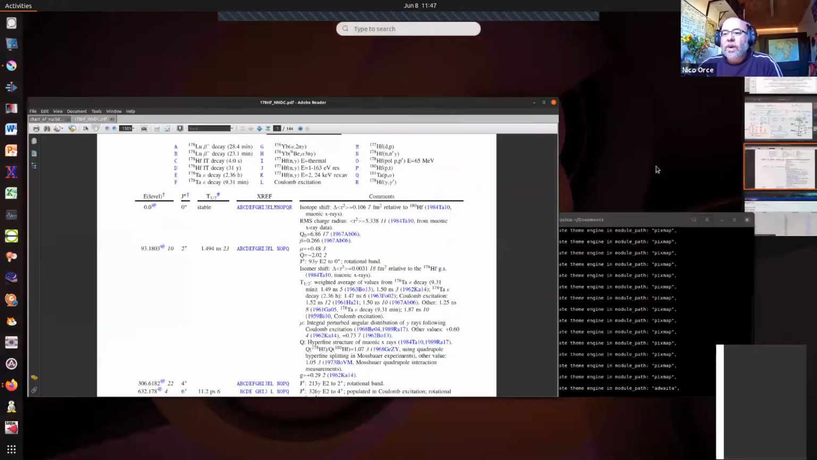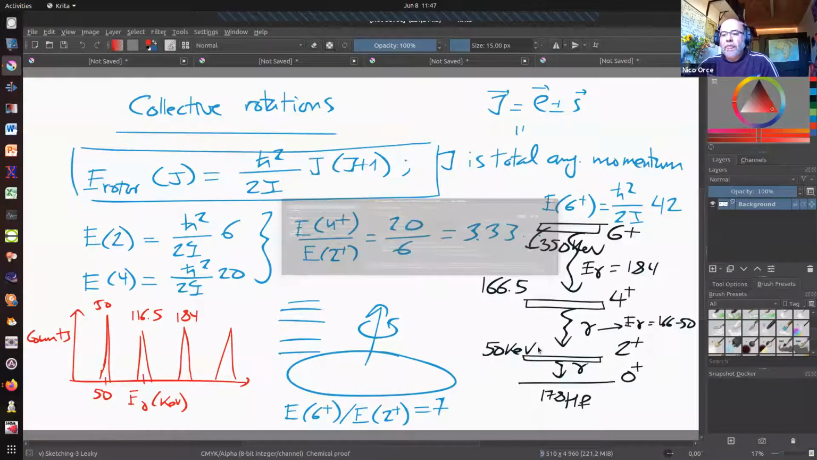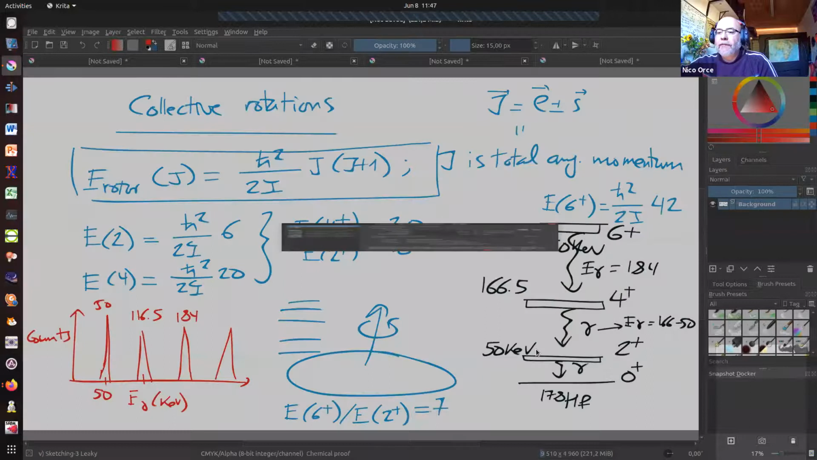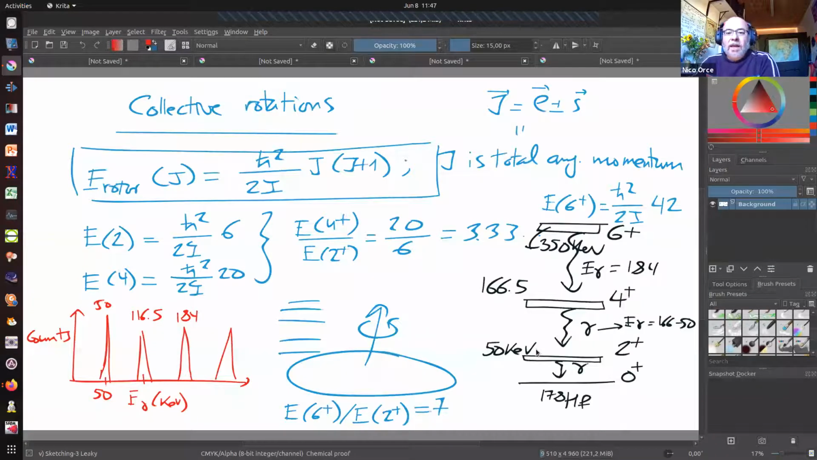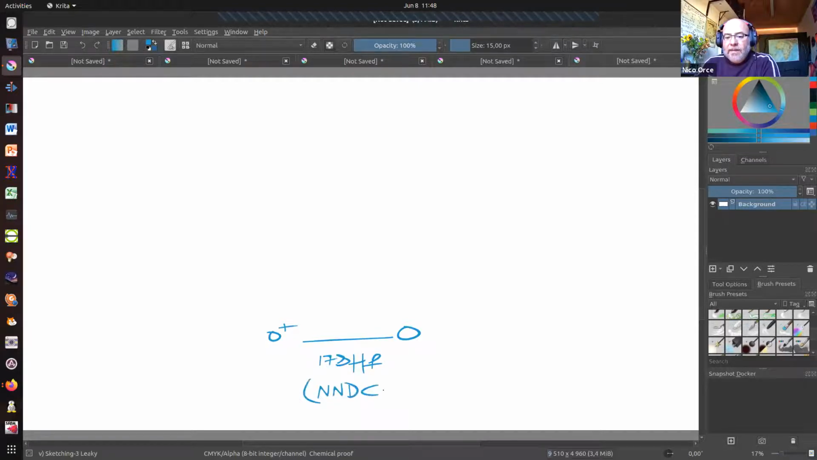And we're going to our working board here, and we're going to see what happens. So we have the ground state, a 0 plus, 0 energy, 178 hafnium. This comes from the NDC. Basically, these are the experimental values, right?